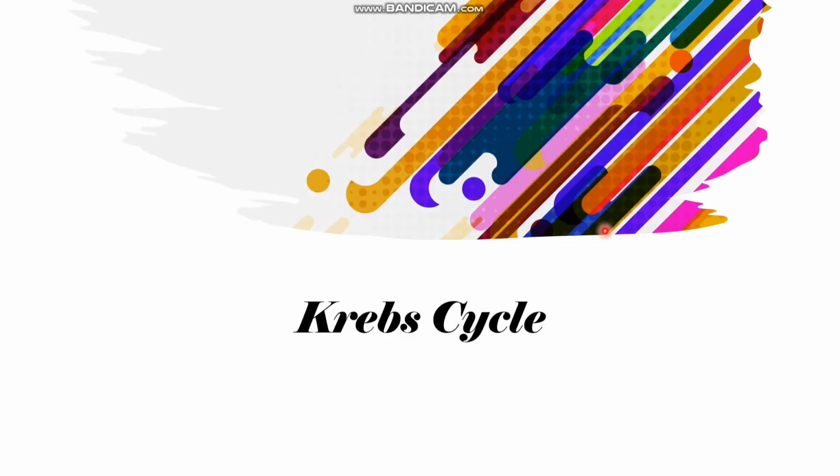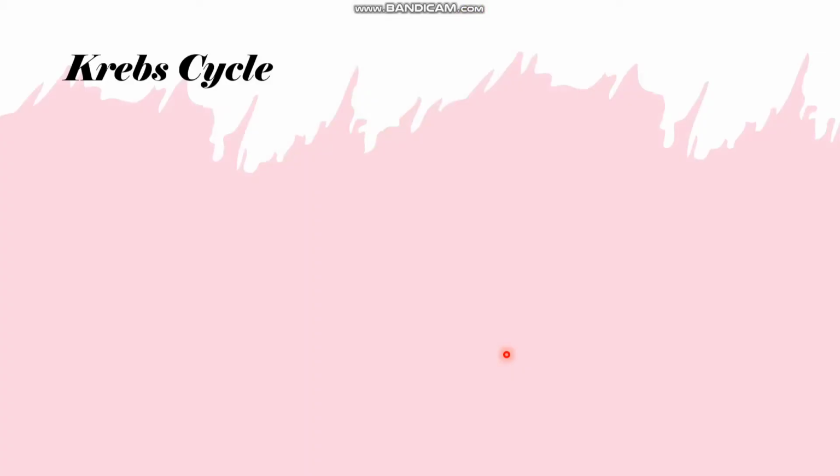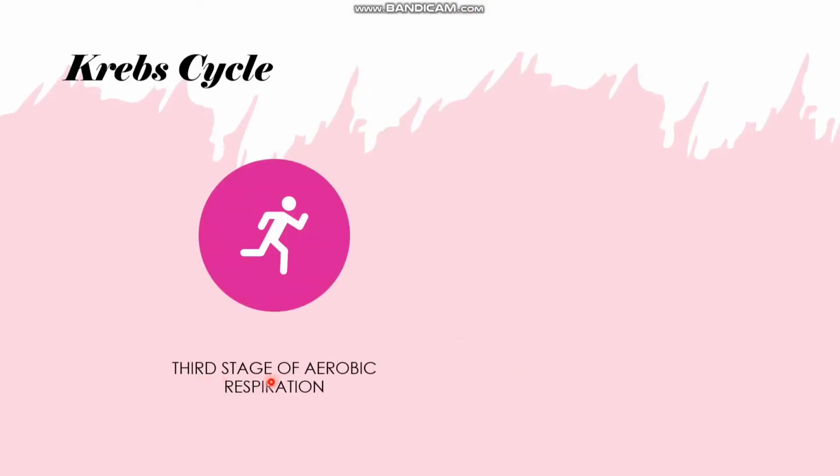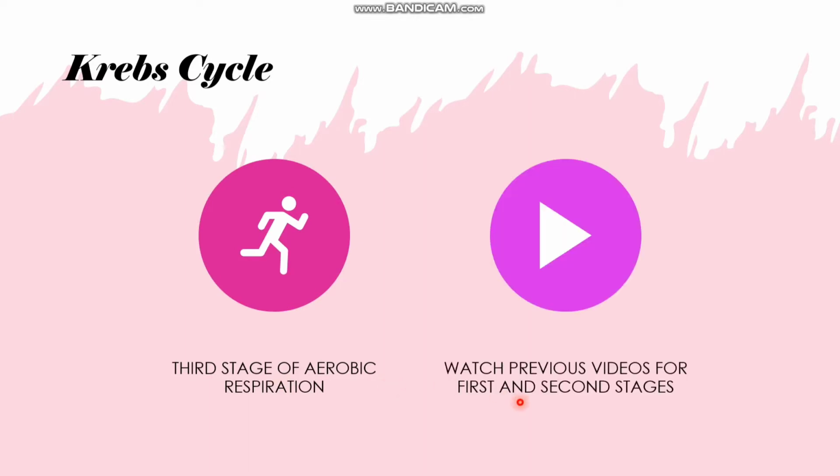Today's video is on the Krebs cycle. The Krebs cycle is the third stage of aerobic respiration, and I recommend that if you haven't looked at the first two stages of respiration, you go watch my two previous videos on the first and second stages, which are glycolysis and the link reaction. So the Krebs cycle is the third stage of aerobic respiration after glycolysis and the link reaction.